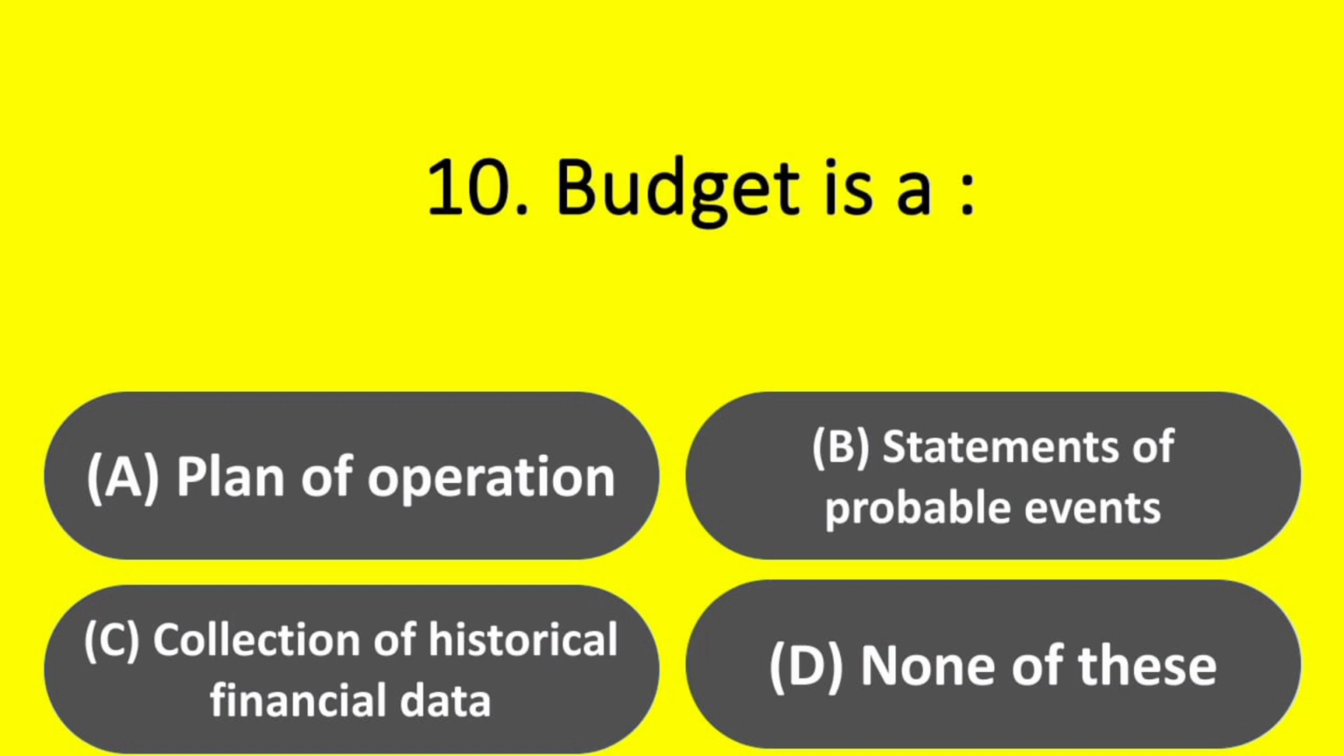Question. Budget is a: option A, plan of operation; option B, statement of probable events; option C, collection of historical financial data; option D, none of these. Answer: option A, plan of operation.